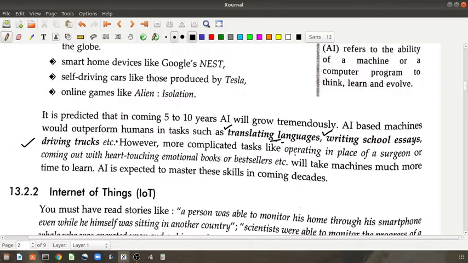However, more complicated tasks like operating in place of a surgeon and coming out with heart-touching emotional books or bestsellers will take machines some more decades. But people are working on it.